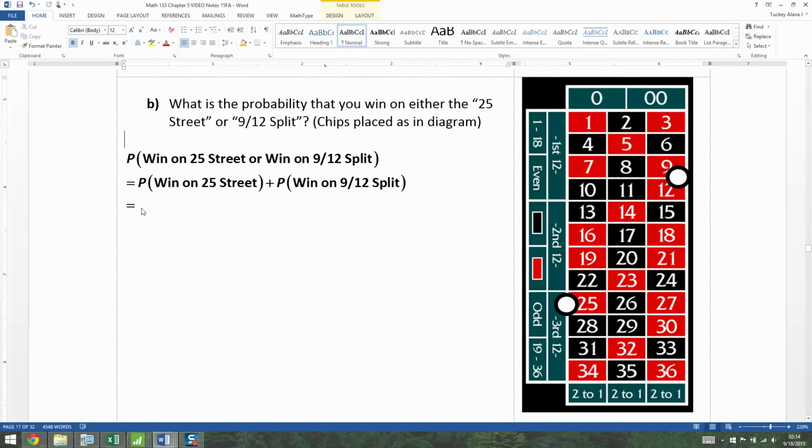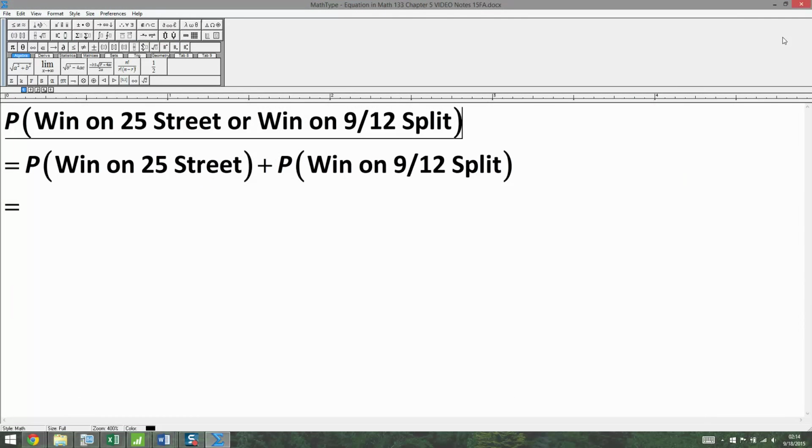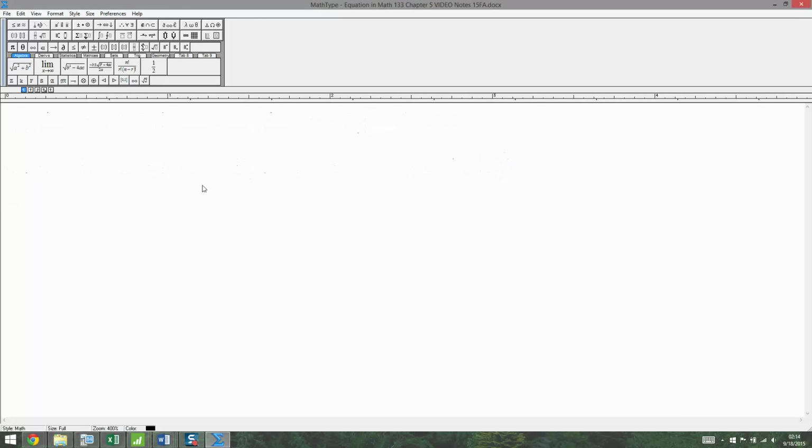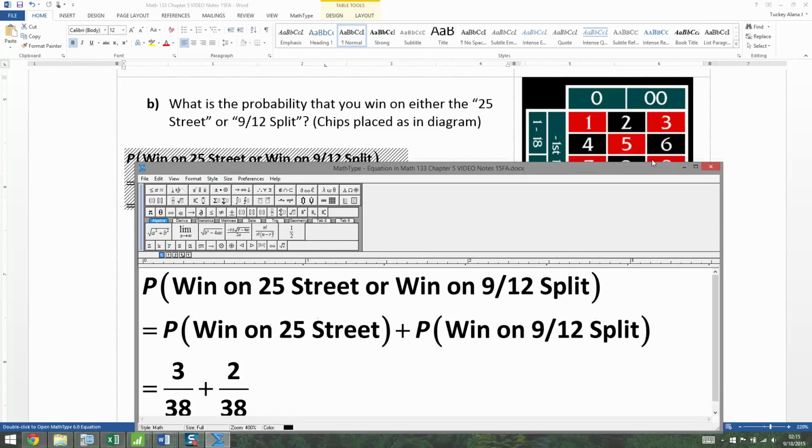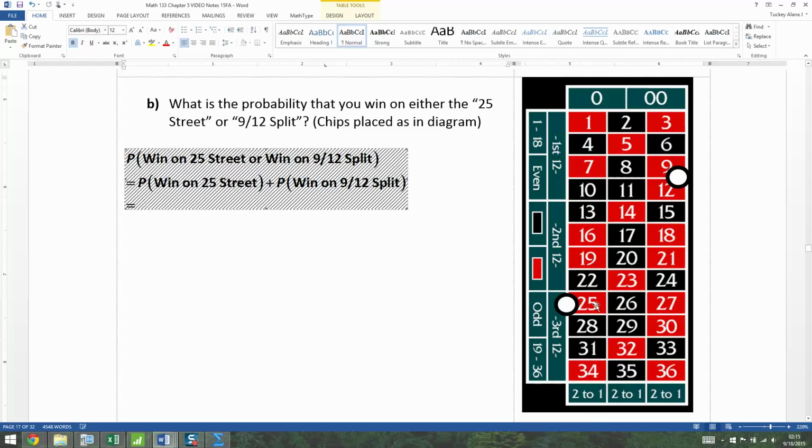Okay, well, let's think. In the 25 street, there's 3 numbers out of 38. Plus, on the split bet, there's 2 numbers out of 38, the 9 and the 12. So let me see if that makes sense to everybody. For the 25 street, there's 25, 26, 27. That's 3 numbers. For the 9-12 split, that's these 2 numbers. So that's 3 plus 2 more makes 5.